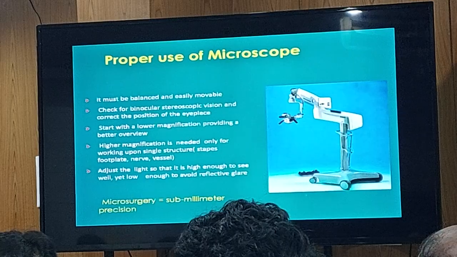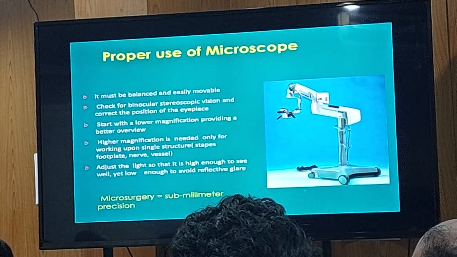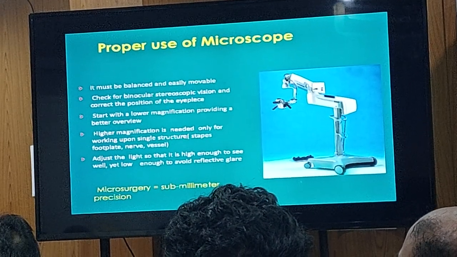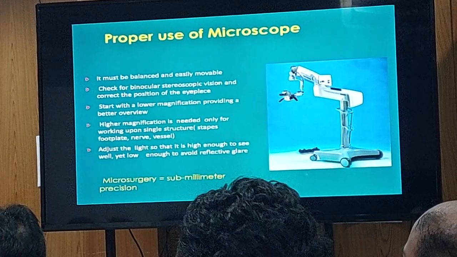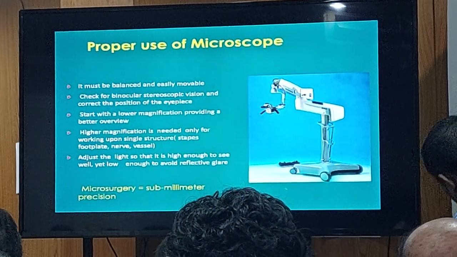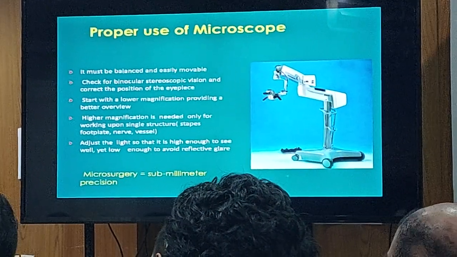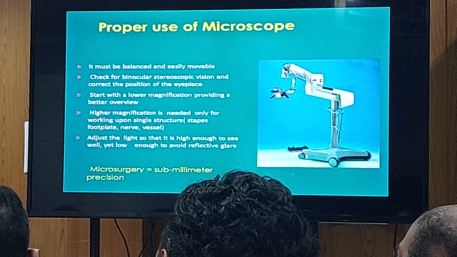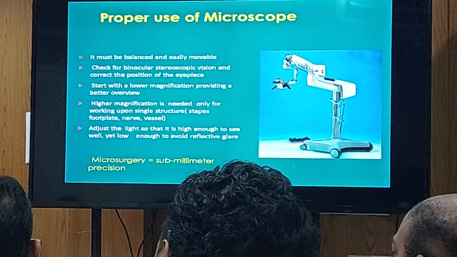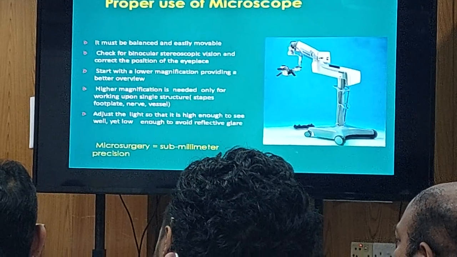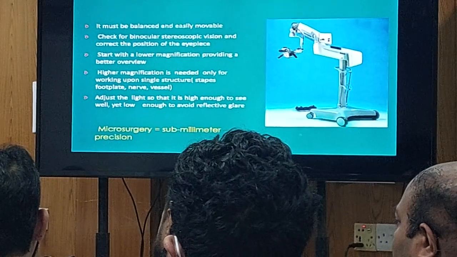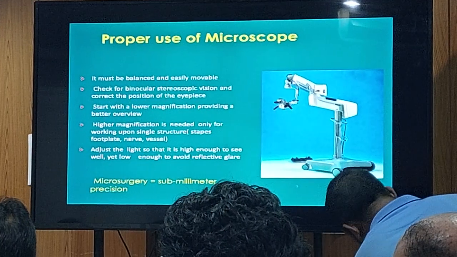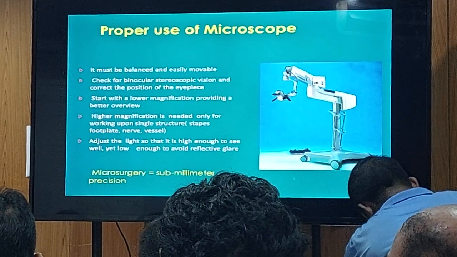And check for binocular vision, meaning you want to see the object with both eyes, and you adjust your IPD for correct focusing. First, start with lower magnification. Higher magnification is especially needed for very pointed areas, like if you want to see the footplate or some component of a vessel or nerve. Only then use higher magnification, because if you magnify higher, the field will be shorter, so you cannot correlate with the surrounding structures.